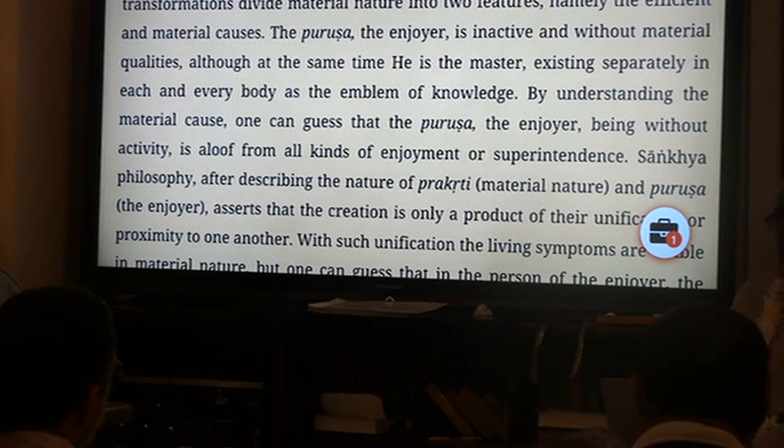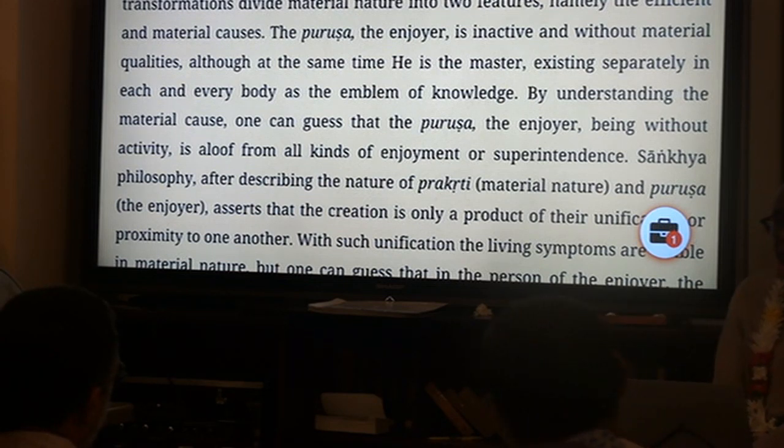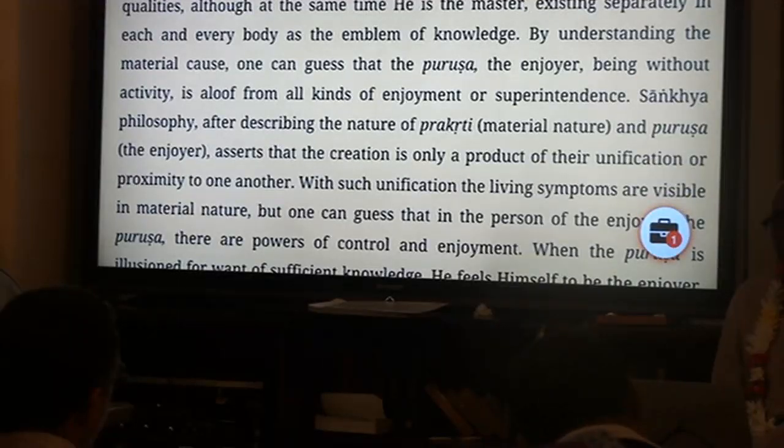By understanding material cause, one can guess that the Purusha, the enjoyer, being without activity, is aloof from all kinds of enjoyment or superintendence. Sankhya philosophy, after describing the nature of Prakriti, material nature, and the Purusha, the enjoyer, asserts that the creation is only a product of their unification or proximity to one another.